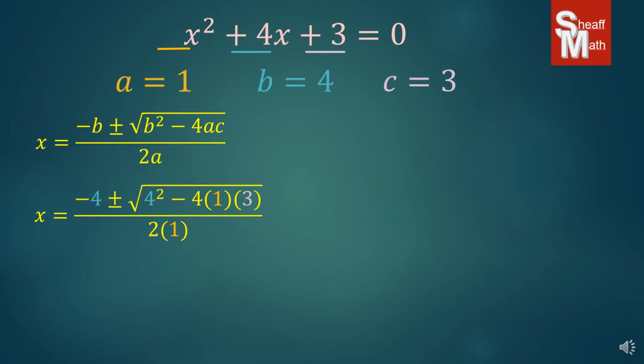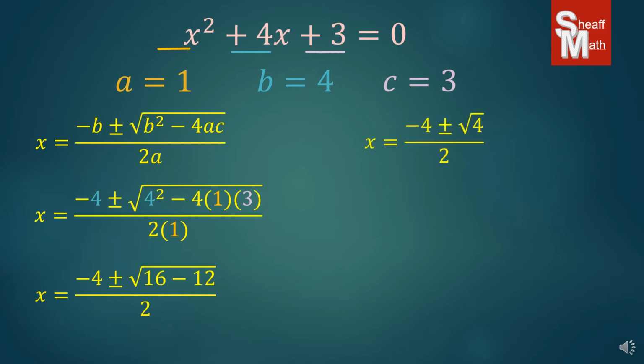We're going to simplify under the radical first. 4 squared is 16, and then minus 4 times 1 times 3 is 12. I also simplified the bottom, 2 times 1. Now we still have to simplify under the radical, and we get a 4 underneath it. This is good news. 4 is a perfect square, so we're going to have two really nice answers here. We simplify that, and we get y equals -4 plus or minus 2 over 2.